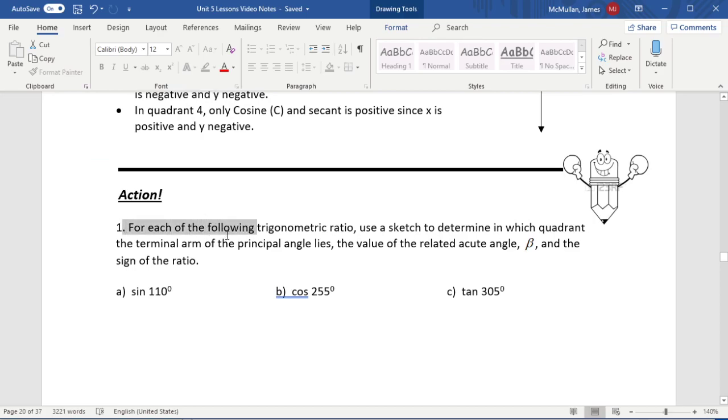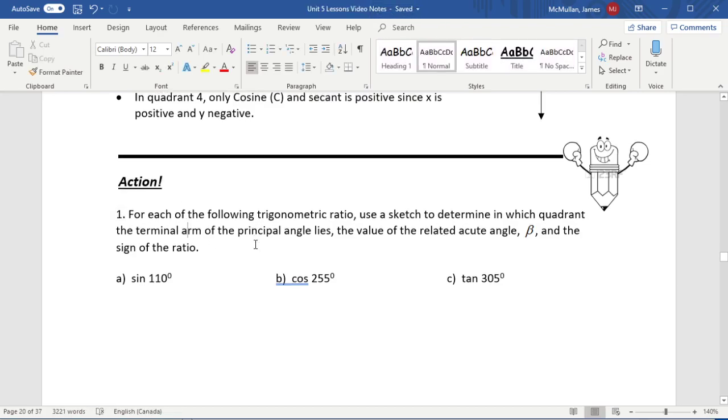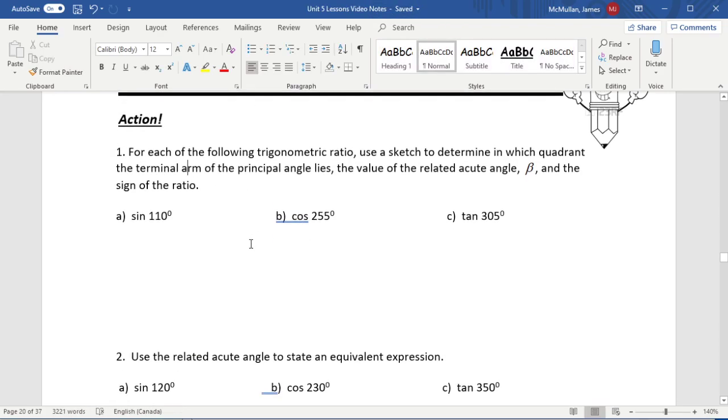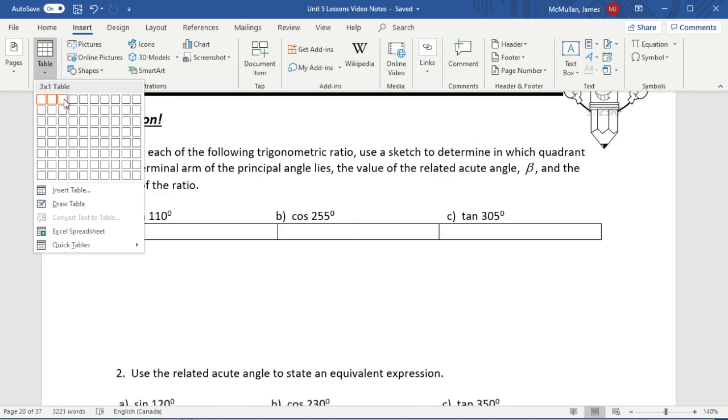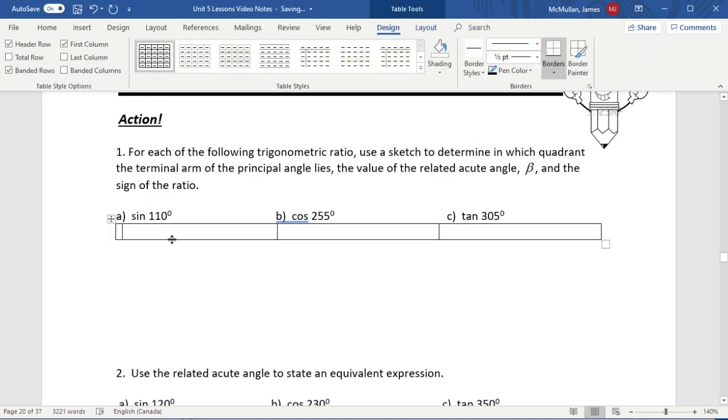This one says, for each of the following ratios, use a sketch to determine in which quadrant the terminal arm of the principal angle lies, the value of the related acute angle, and the sign of the ratio. For this one, sine 110, I'll use GeoGebra to draw it because drawing it in Word is a little painful. But let's just do it this way.